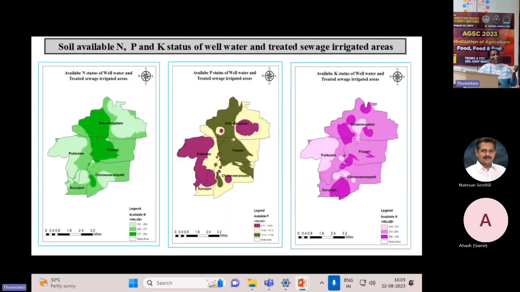And the soil available NPK status. When we use sewage, we can go for an alternative to fertilizer, because the sewage itself has some basic organic amendments. So the areas with treated sewage irrigation are more flourished when compared to the non-treated sewage irrigated sites.